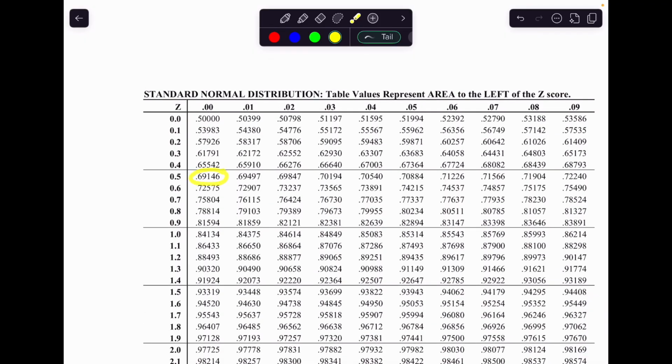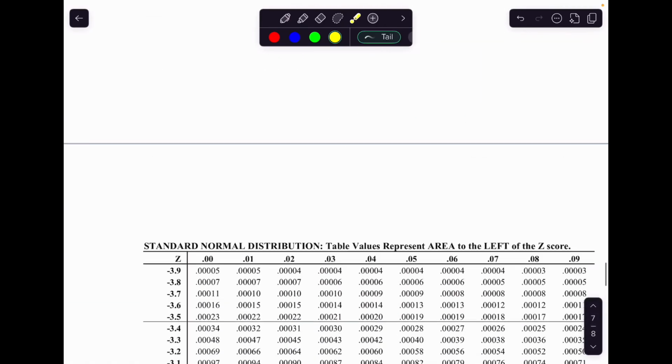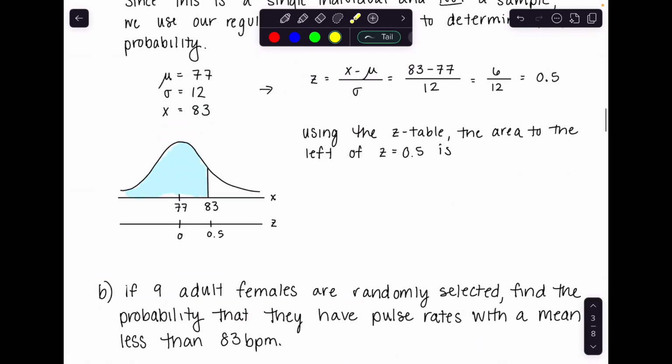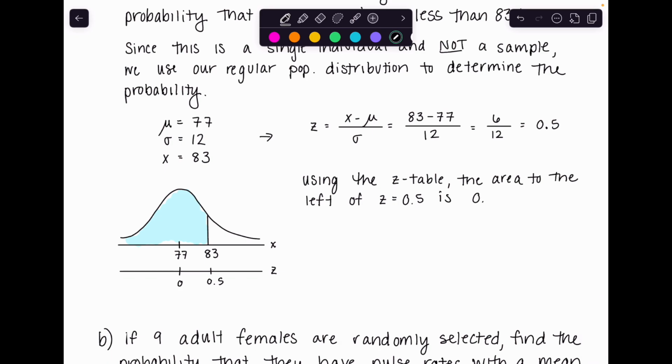So that's 0.6915. So the area to the left is 0.6915. Okay. So the probability her heart pulse rate is less than 83 is exactly this value, 0.6915.